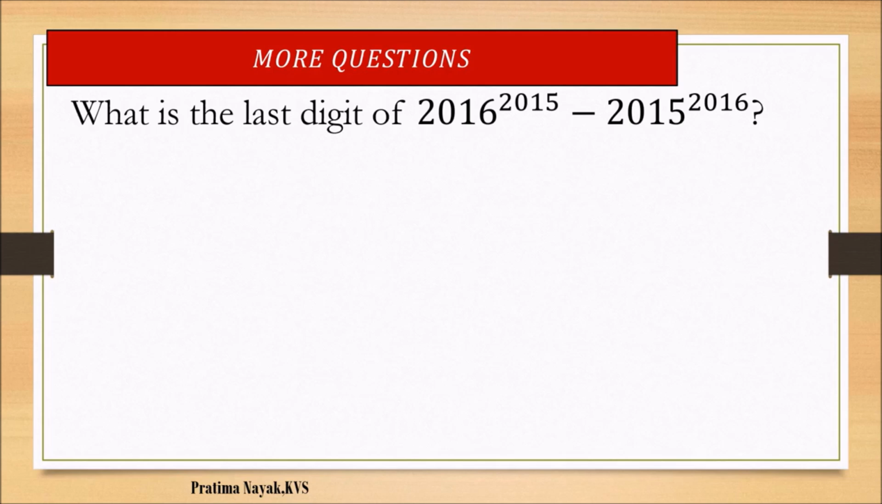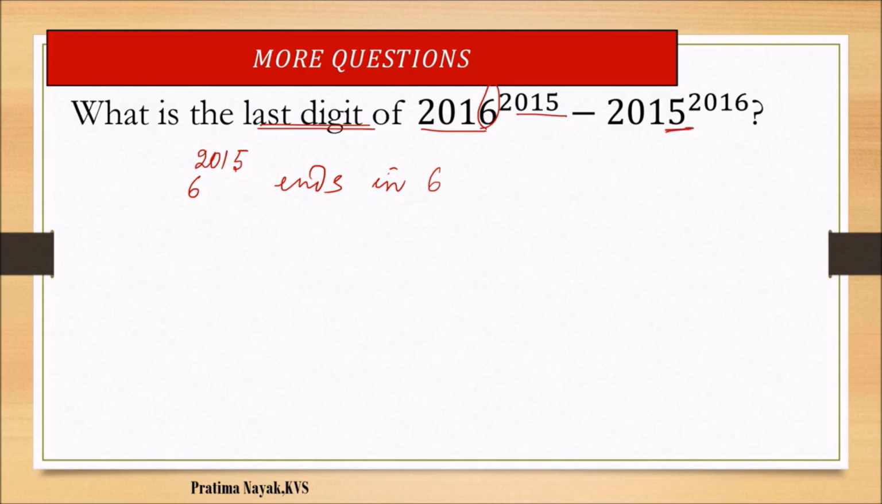So 2016, that's end is 6. This is the same as 6 raised to the power 2015. And this number always ends in 6. Any power ends in 6. I'm talking about the last digit. We are not calculating the whole thing. Only we are interested in the last digit.